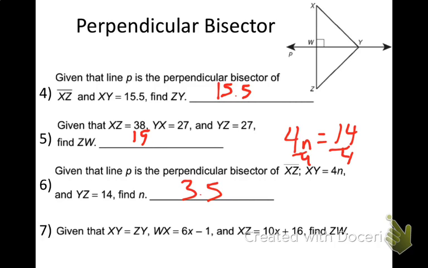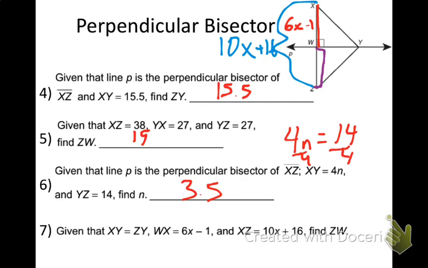I know that WX is 6x minus 1. I know that XZ, so the whole distance, is 10x plus 16. I want to find WZ. I want to find this distance right here, or ZW. Well, a couple ways to do that. I know they have to be equal, right?